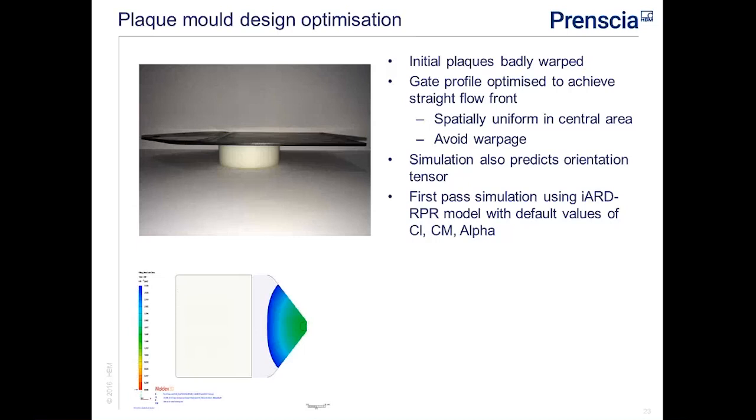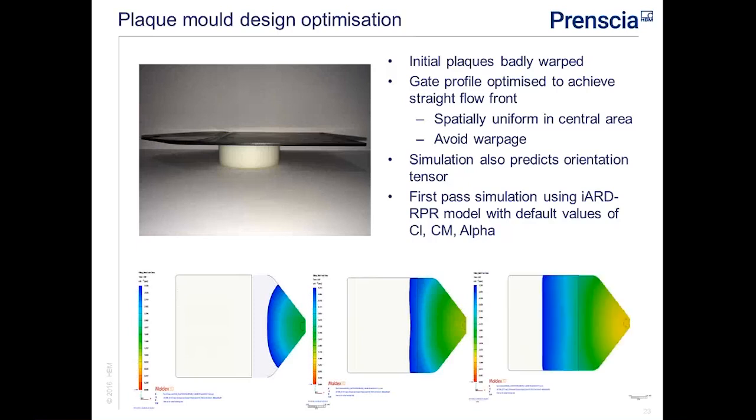So the pictures that I'm just putting up at the bottom of the slide now show the flow front as the material flows into the mould at successive times through the injection process. And so what you can see is that by the time the material is flowing into the main square part of the plaque, we've got a very nice straight flow front that gives us reasonably uniform properties across the plaque, if not through the thickness, and that also minimizes the amount of warpage that we get.